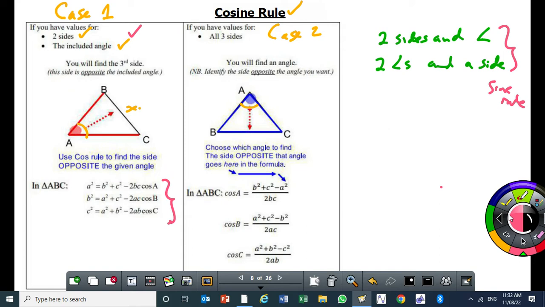Yes? So, is this sine rule encompassed in circle geometry with angles? Yes, yes.